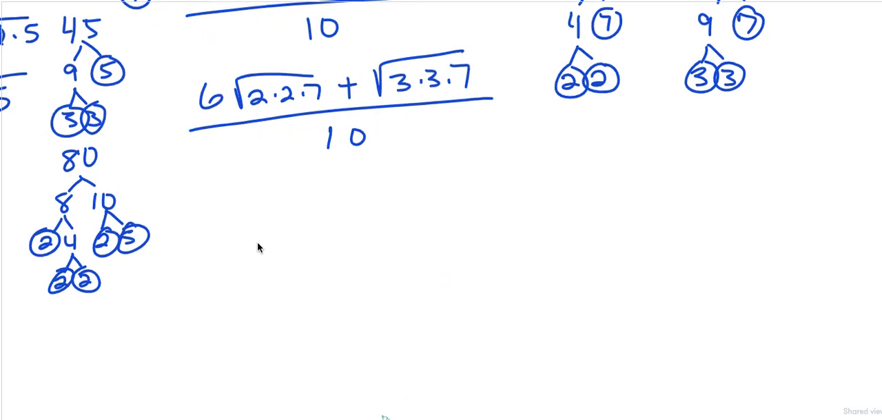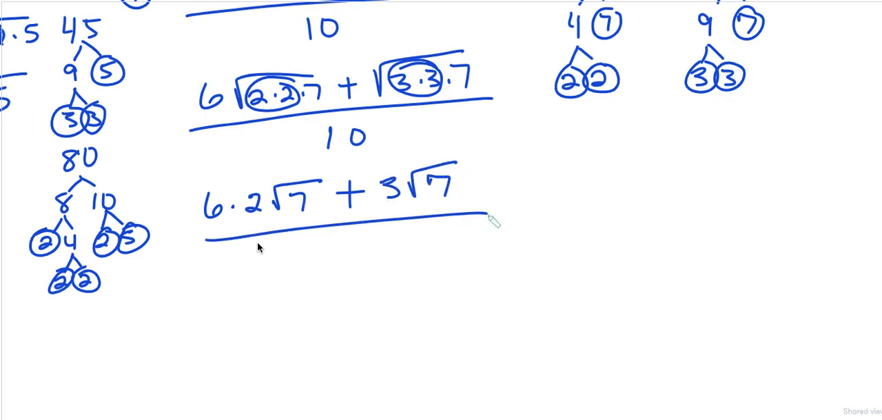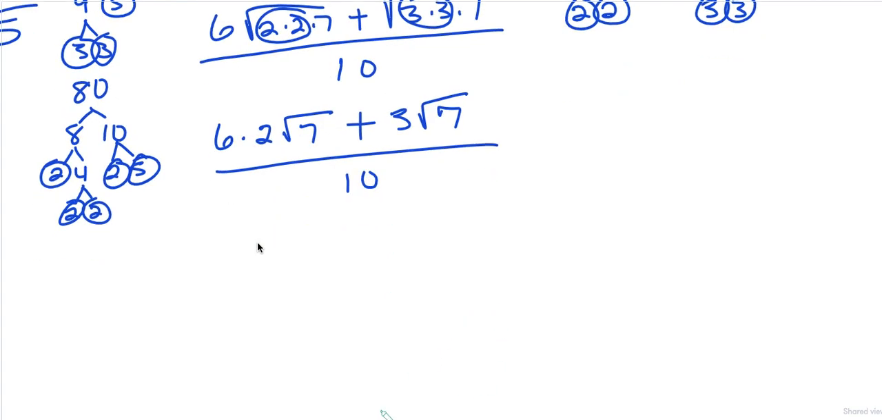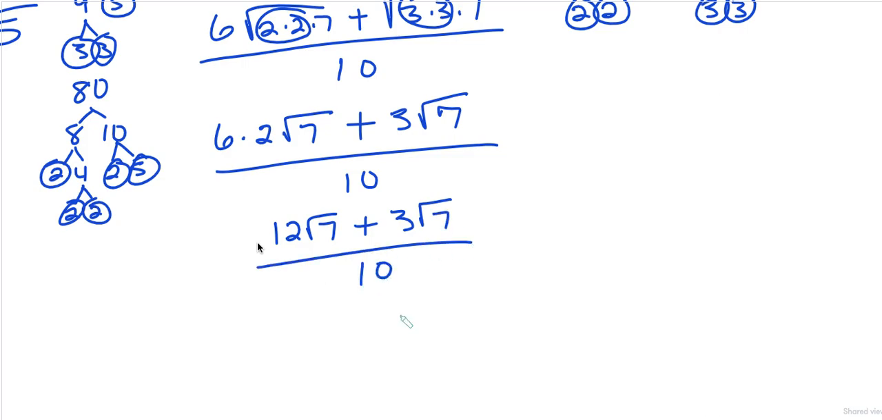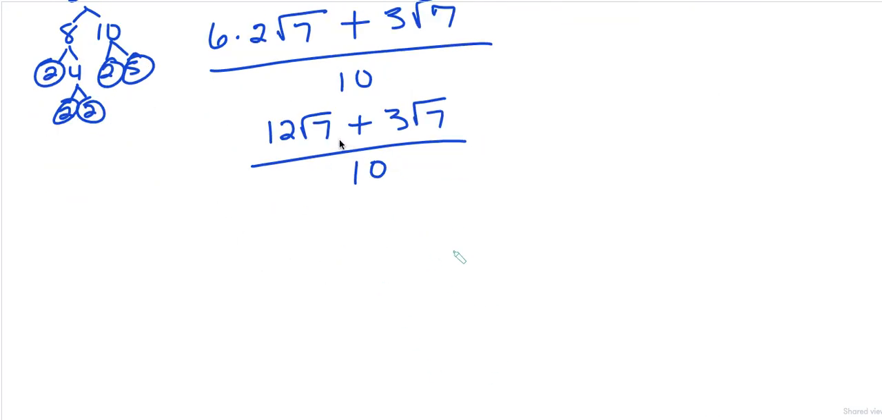All right, so now we're going to do some fishing here, take out some pairs. So this is going to be 6 times 2 times 7 plus 3 square roots of 7 all over 10. Multiply the 6 and the 2, so we're going to have 12 square roots of 7 plus 3 square roots of 7 all over 10. The 7s are the same, so we're going to do the math operation to the numbers outside. So it's going to be 15 square roots of 7 over 10.